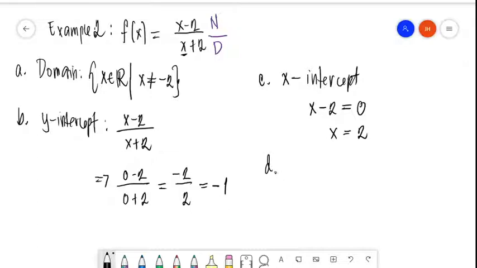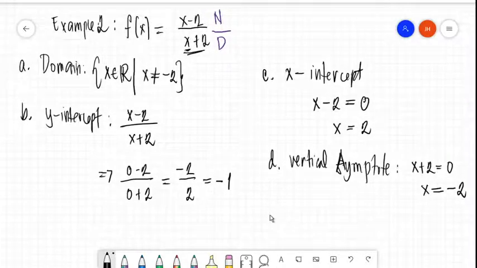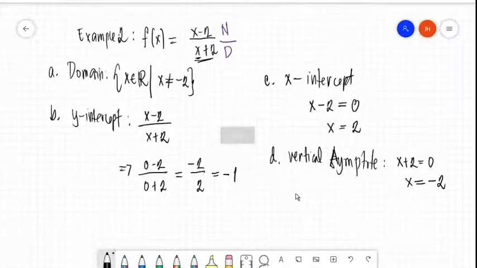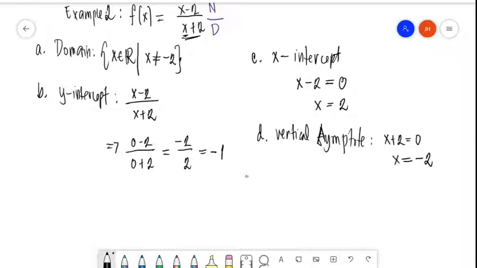So let's proceed to the vertical asymptote. For the vertical asymptote, again, we are going to equate the denominator to 0. So x plus 2 equals 0, so x is equal to negative 2. So take note of the numbers that we have. Since we already have the domain, the y-intercept, and the x-intercept, now let's find the horizontal asymptote.